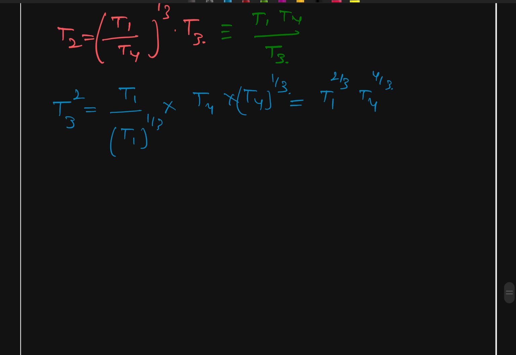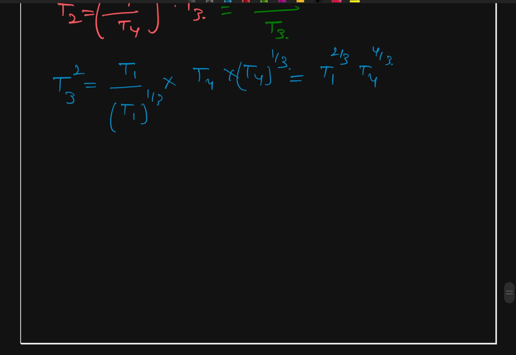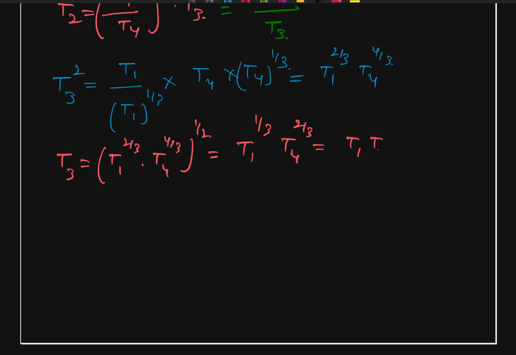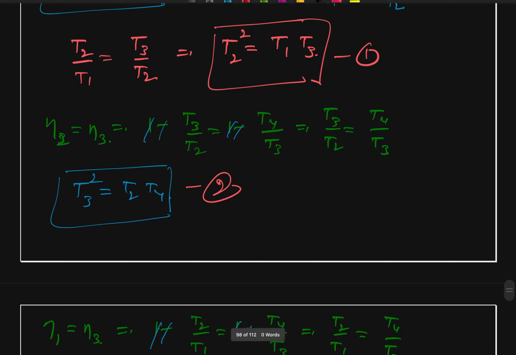Therefore, if we take square root both sides, we get T3 is equal to T1 2 by 3, T4 4 by 3, and whole raised to power 1 by 2, which can be written as T1 1 by 3 and T4 2 by 3. And we can further write it as T1 T4 square whole raised to power 1 by 3. I think this is the correct format of the answer.